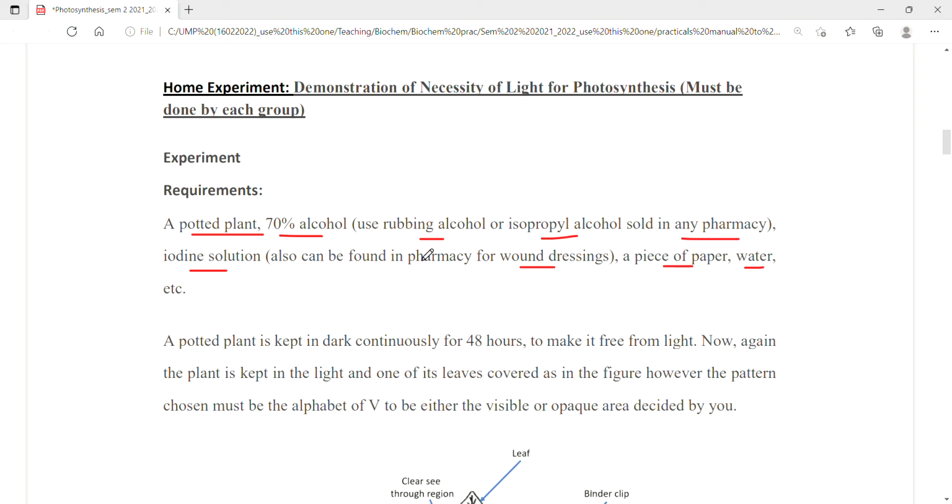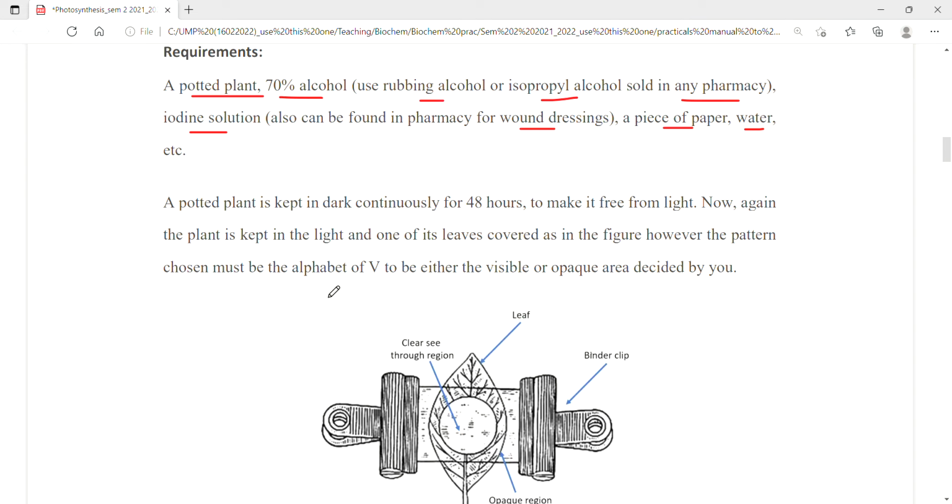Okay, so all of this is able to be achieved, and therefore you can do this experiment. What you need to do is keep the potted plant away from light, in the dark, for 48 hours. And after that, you take the potted plant and cover it as shown in the figure.